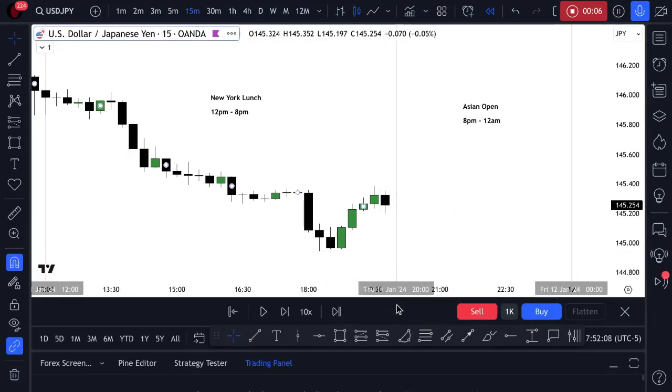This is episode 24 to the Asian Session Library. Once again, with the same pair, US dollar versus Japanese yen, we had a successful Asian Session model on Thursday, the 11th, January 2024. Let's walk through it together. As always, we're not looking to trade in this time period.